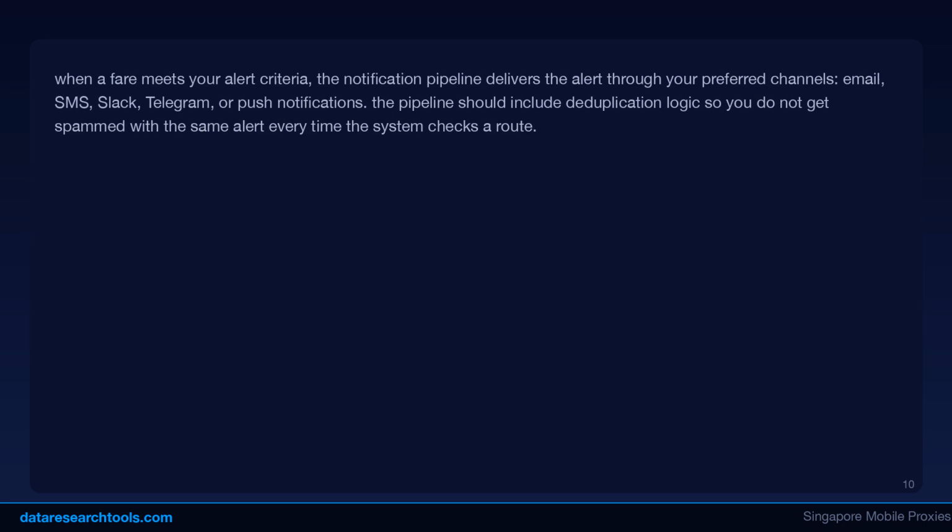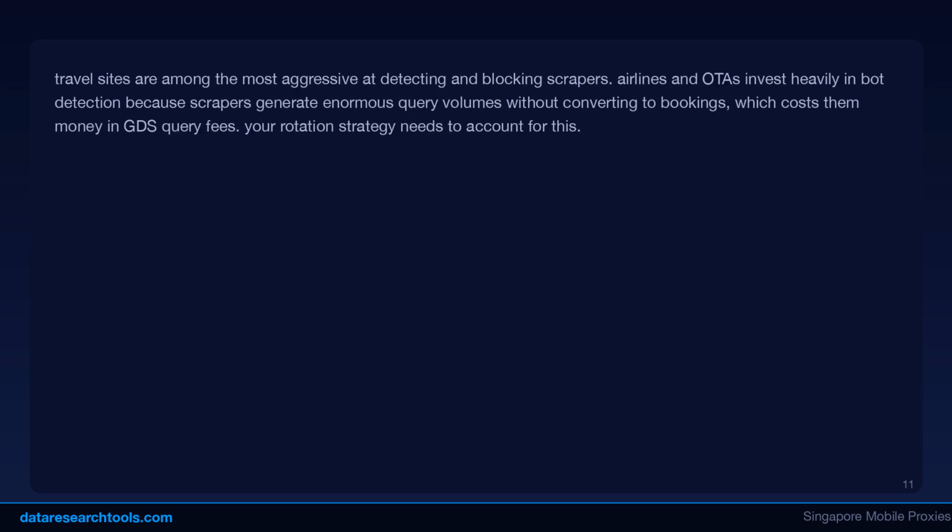With fare alerts for airline websites, rotate IPs after every 3 to 5 requests to the same domain. For OTAs like Expedia or Booking.com, you can sometimes stretch to 8-10 requests per IP before rotating, as they tend to have slightly higher thresholds. Never reuse an IP on the same domain within a 15-minute window.